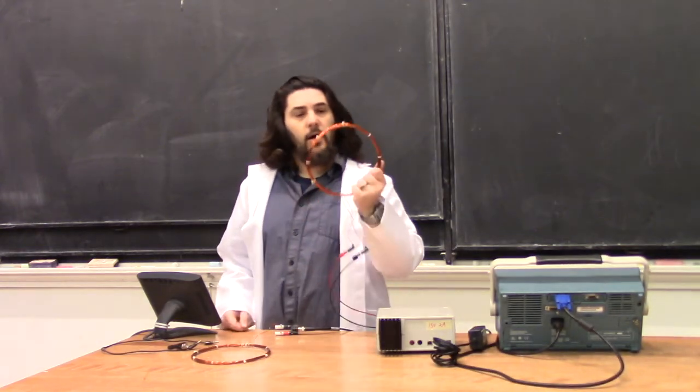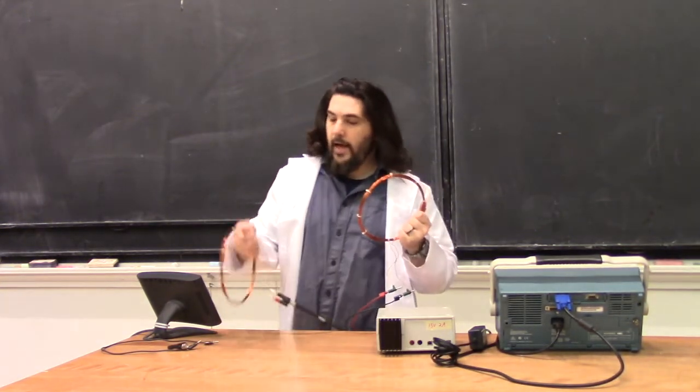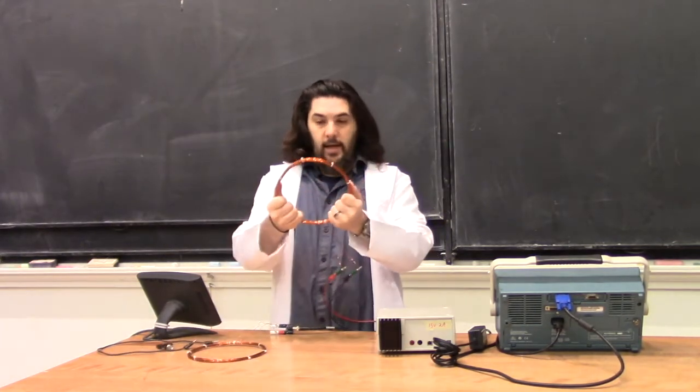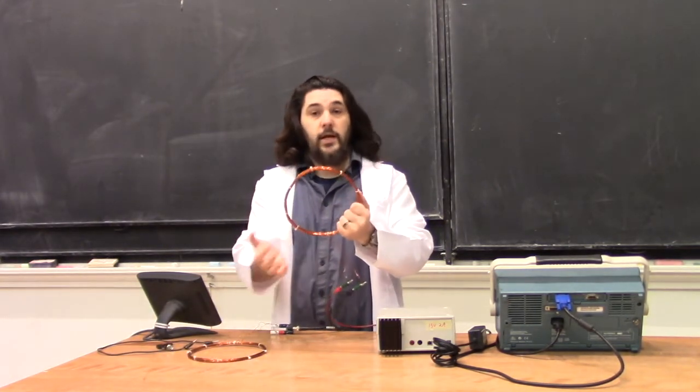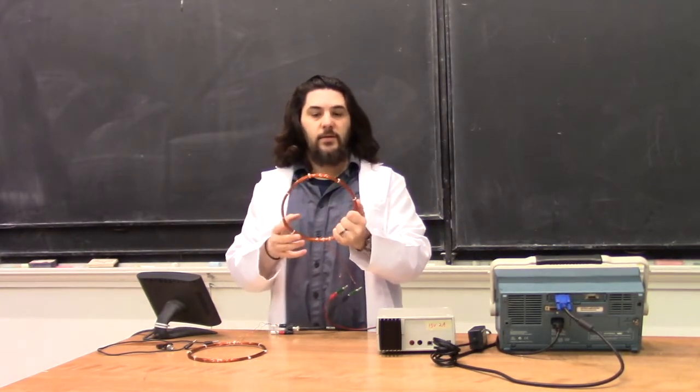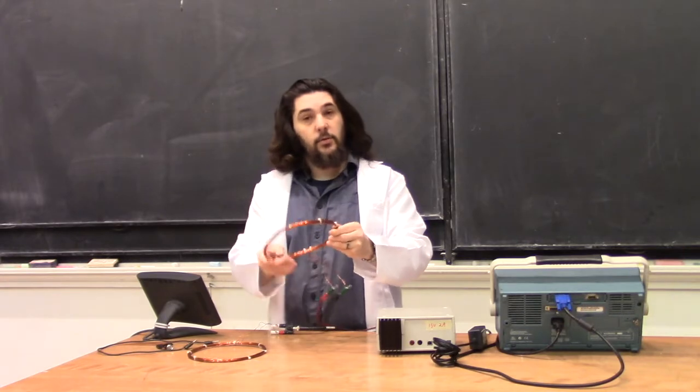I have here a loop of wire, and over here I have a nearly identical loop of wire. I'm going to send an AC voltage, and therefore an AC current, through this loop of wire, and it's going to create a magnetic field and a magnetic flux through its center.